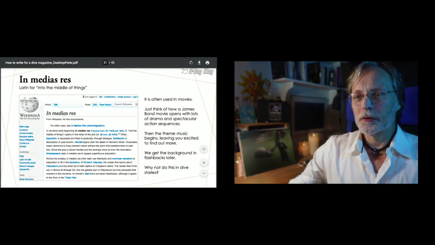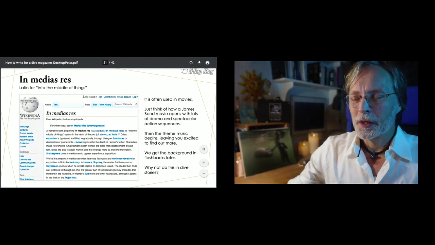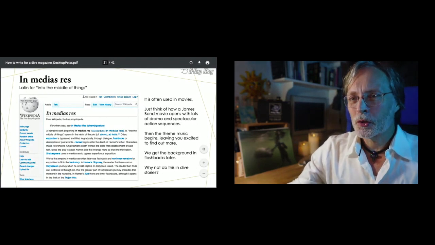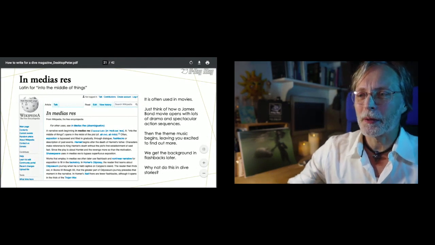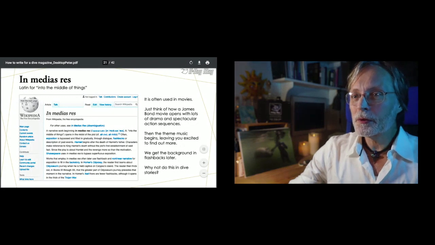This particular technique of a non-linear narrative is called in medias res, Latin for into the middle of things. It's just one of the storytelling techniques. So I'm just mentioning but one example, one that I like to use. It's often used in movies.